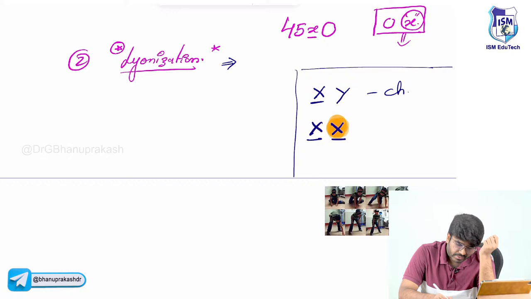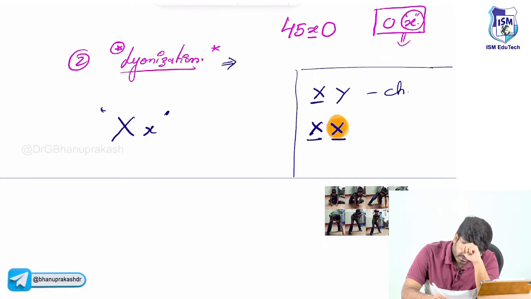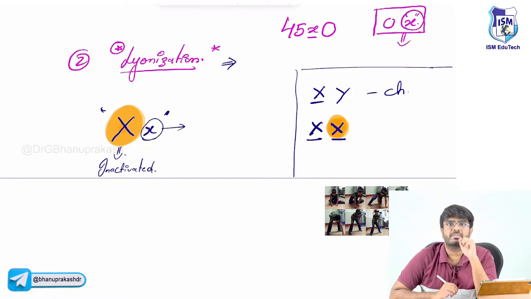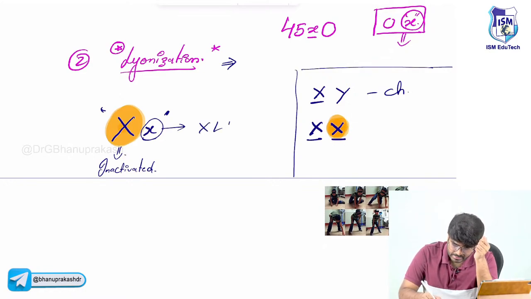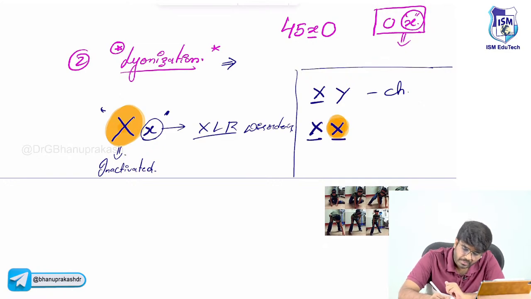Now let's take one female with capital X and small x. Suppose her capital X chromosome has undergone inactivation. Now who is going to be expressed? Only the small x will be expressed, so the defective genes become expressed. Now she will develop the X-linked recessive disorder. So this is one possibility.